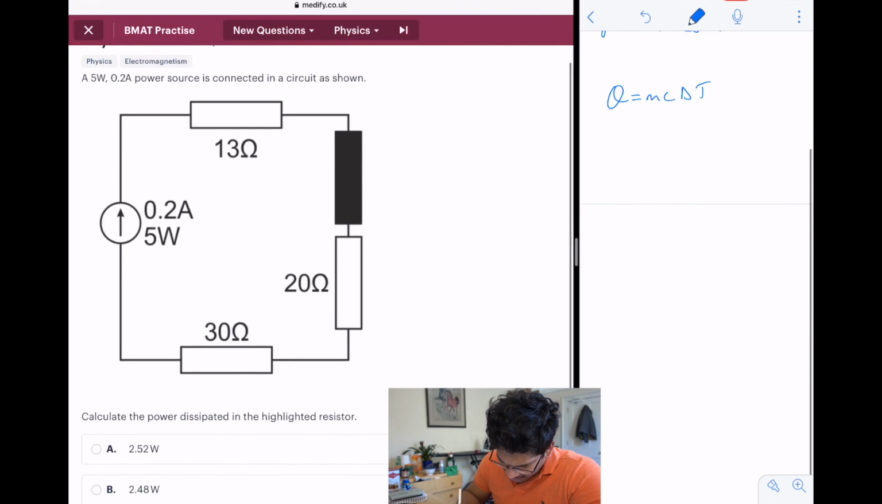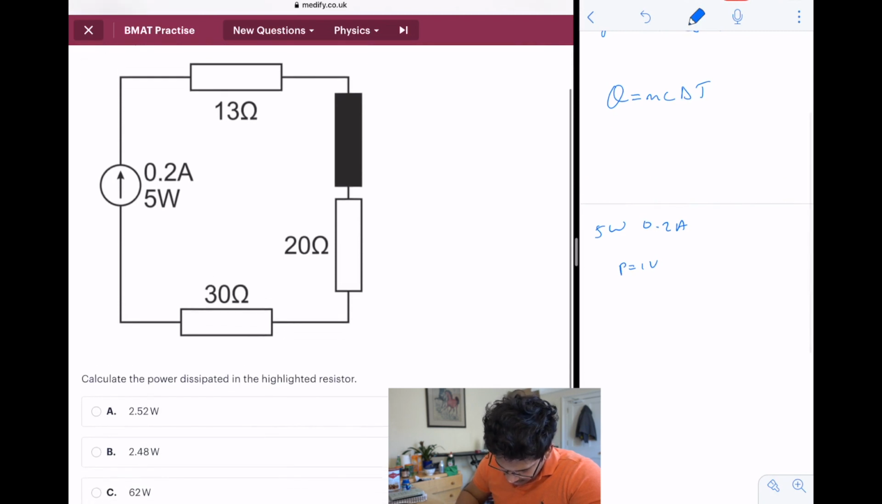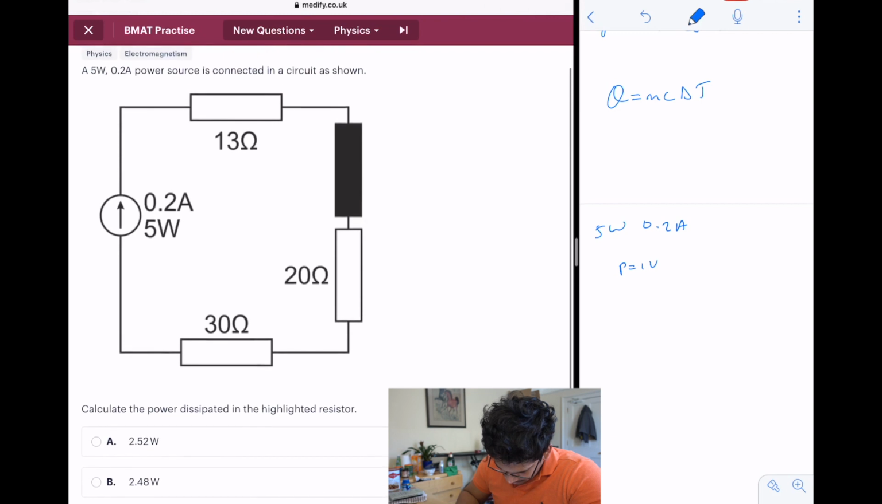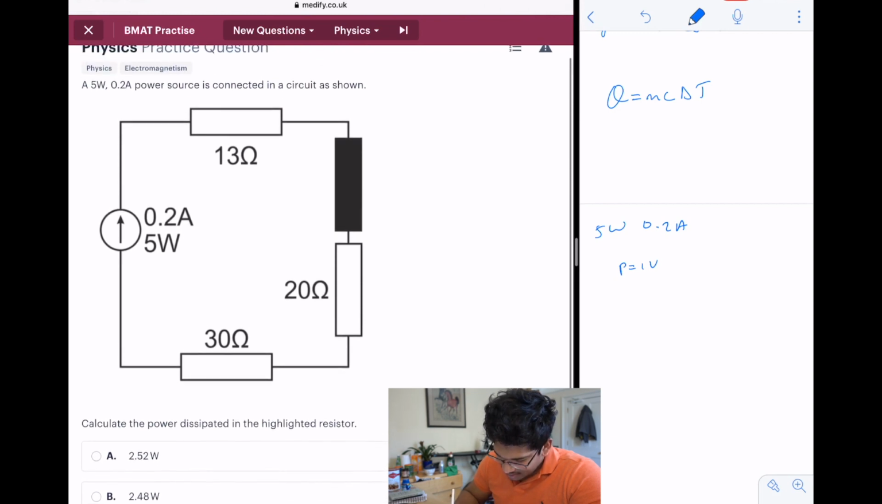Right. A 5 watt power source, with 0.2 amps, P equals IV, is connected to a circuit shown. Calculate the power dissipated in the highlighted resistor. For power dissipated, it will be again P equals IV. We know that current is not split in a series circuit, so it'll be 0.2 amps. We need to work out the voltage of the circuit. So P equals IV, V equals P over I, which means, well, technically I don't even need to know that.